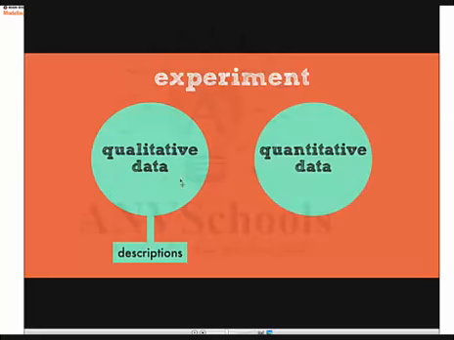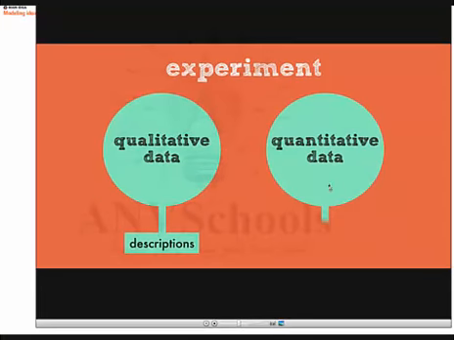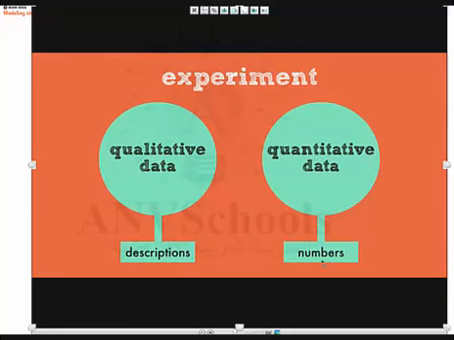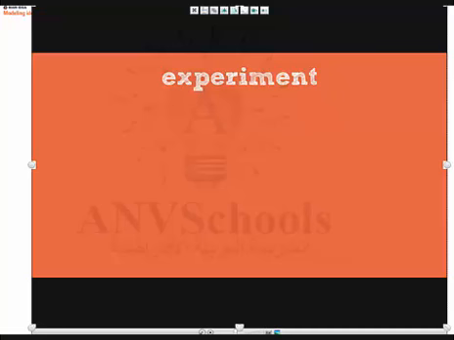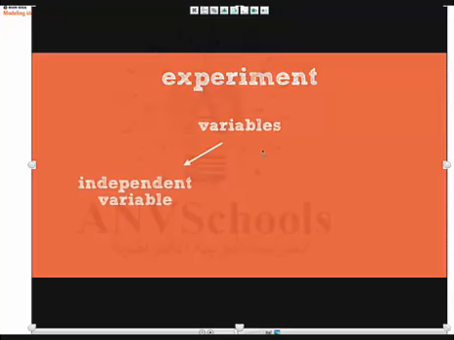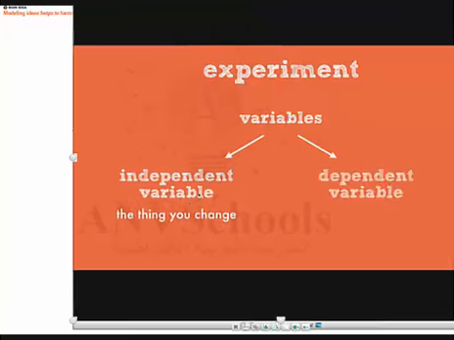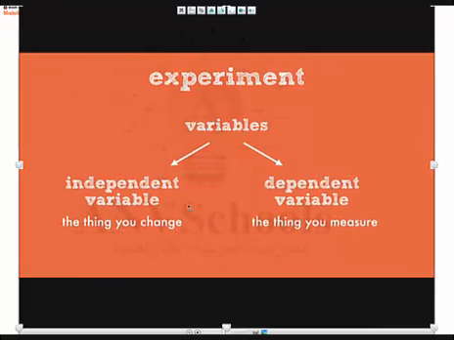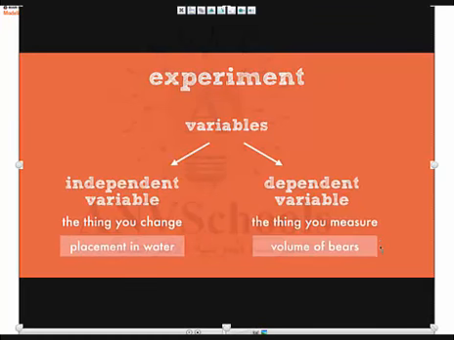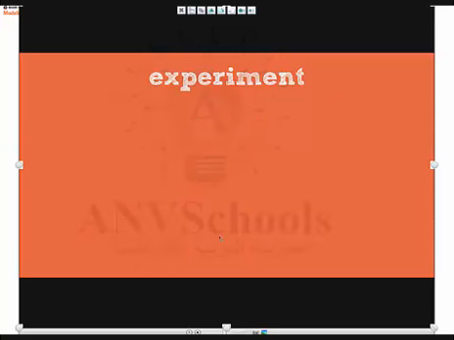So you can collect data, qualitative data, and quantitative data. This one is a description. This one is arithmetical. It's about numbers. So the data you collect will help you carry out the experiment. Then we have variables here, which may be either independent variables or dependent variables. The thing that you change is independent, and the thing that you measure is the volume of the bear. The volume here.